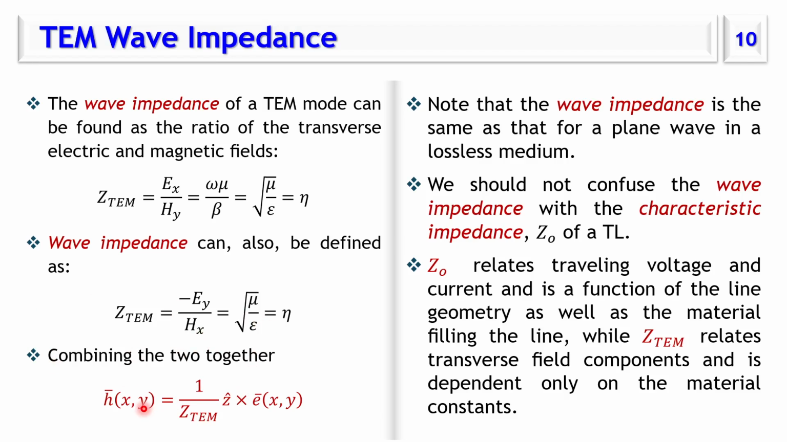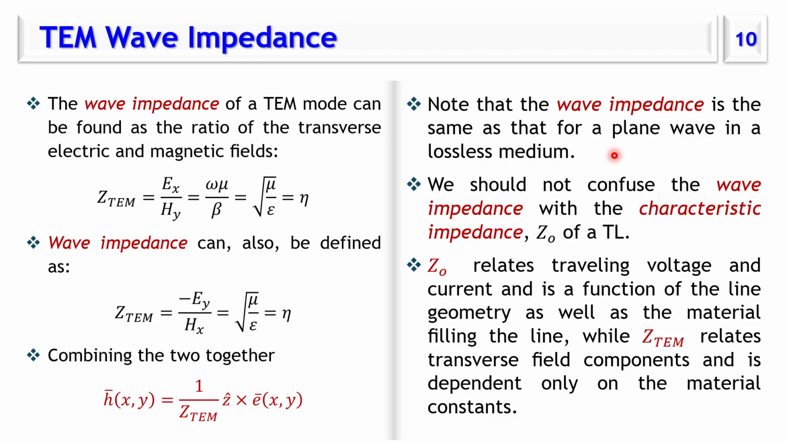More generally, the transverse magnetic field equals 1 over the wave impedance, Z, times az, the unit vector along z, the direction of propagation, cross product with the transverse electric field. So the wave impedance equals the wave impedance of a plane wave in a lossless medium.